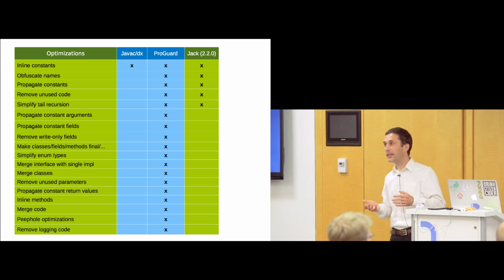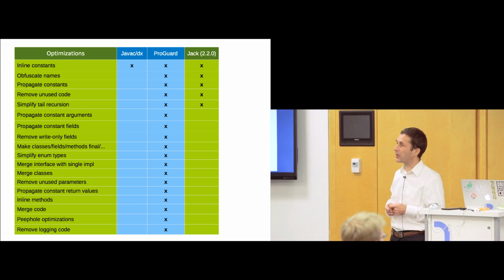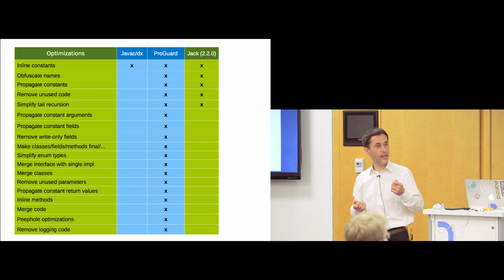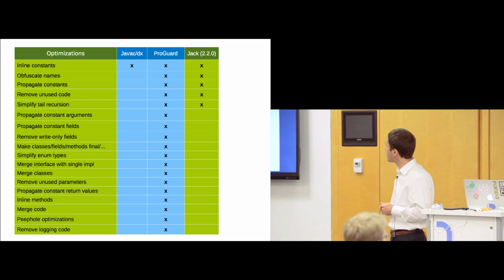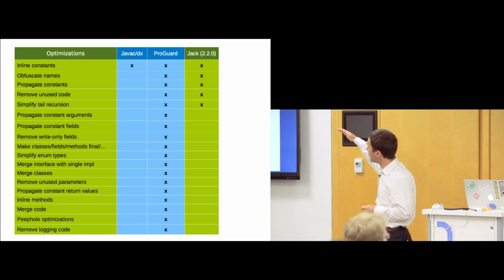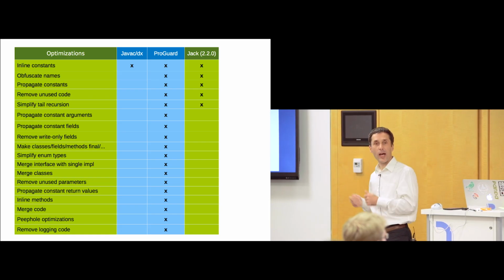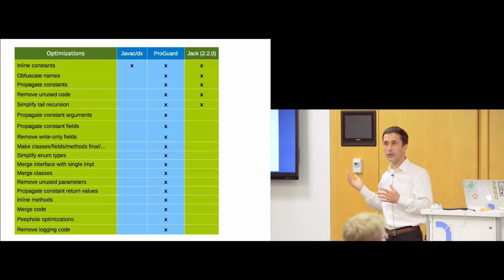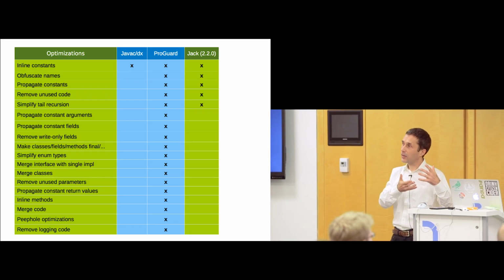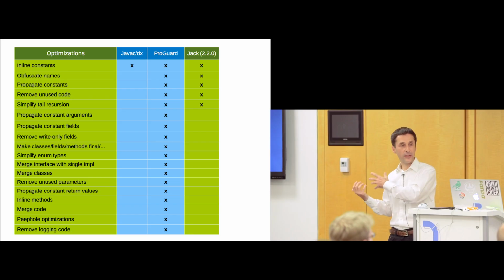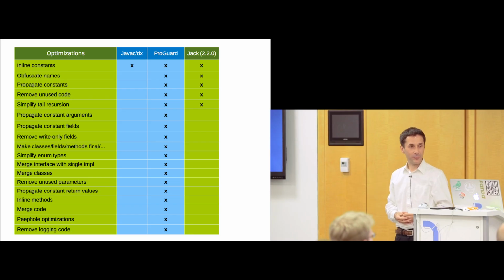Now, initially, Jack didn't contain any optimizations at all. But if you look at Jack in the latest version of the Android plugin, it already does a few of those optimizations. So it can obfuscate names, making the application a bit smaller. It can propagate constants. It can remove unused code. So it can remove classes, fields, methods, and instructions from the application.